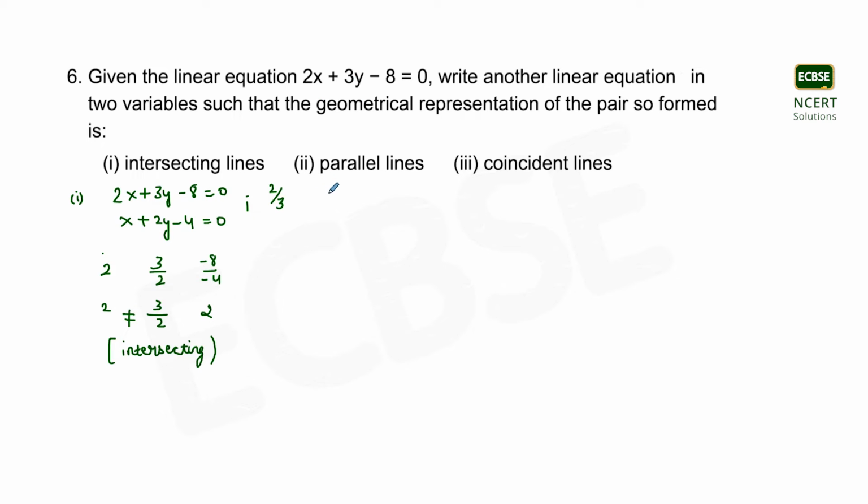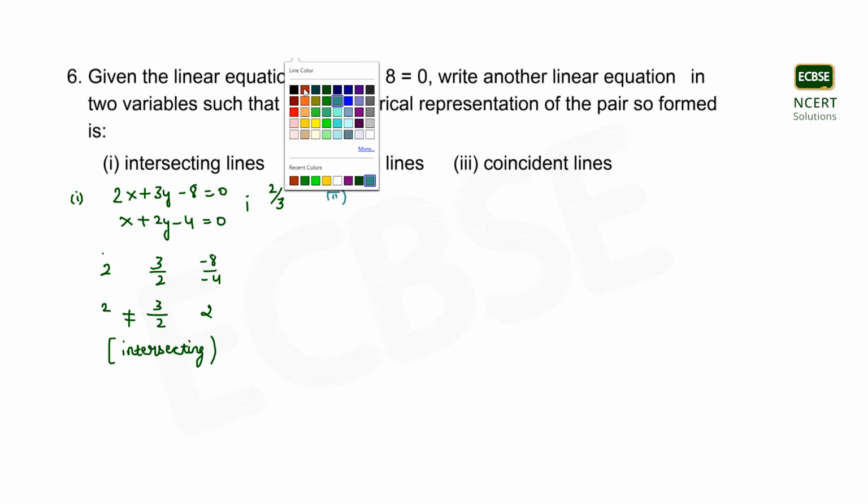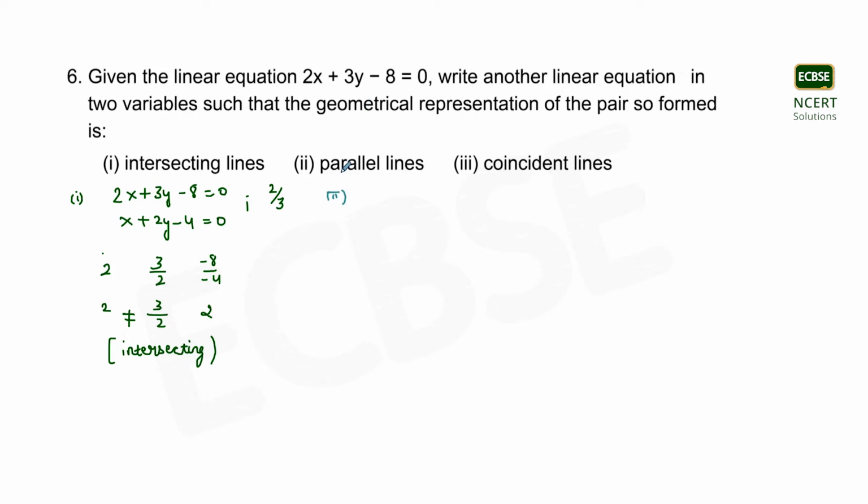Now coming to the second part, here we need to find the second linear equation such that the lines represented by the two pair of linear equations come out to be parallel lines. Now writing the first linear equation, that is 2x plus 3y minus 8 is equal to 0. Here the value of x by y comes out to be equal to 2 by 3.